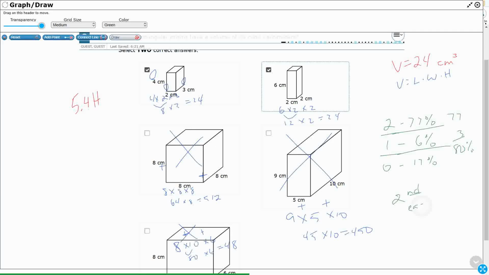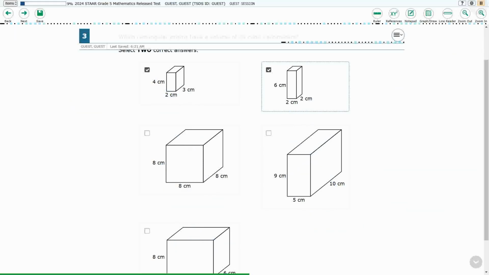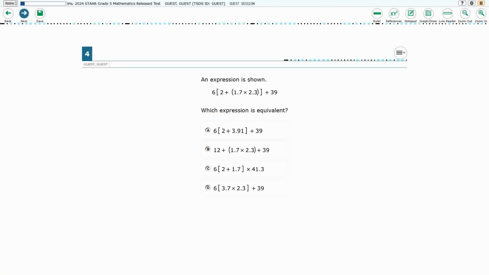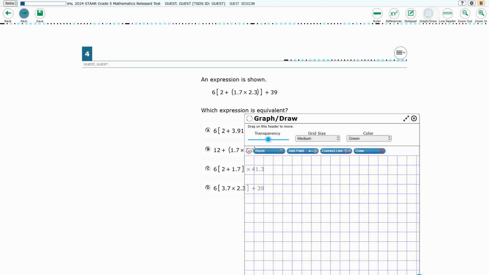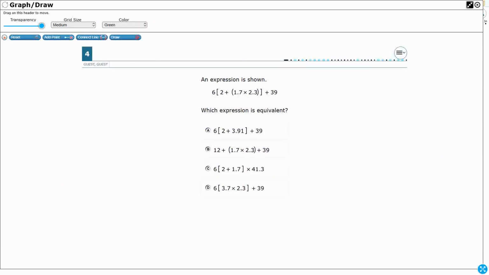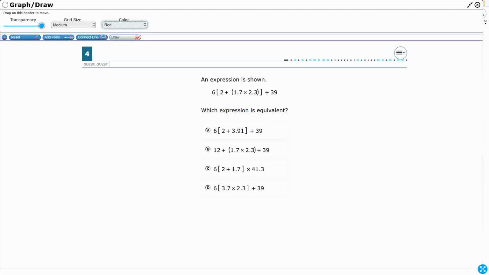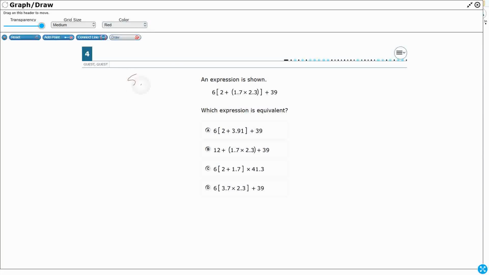So we have started with some really easy items on this fifth grade STAAR test, but it is about to get a little bit more difficult. For number 4, we are looking at simplifying expressions and using the order of operations. So this is standard 5.4F.